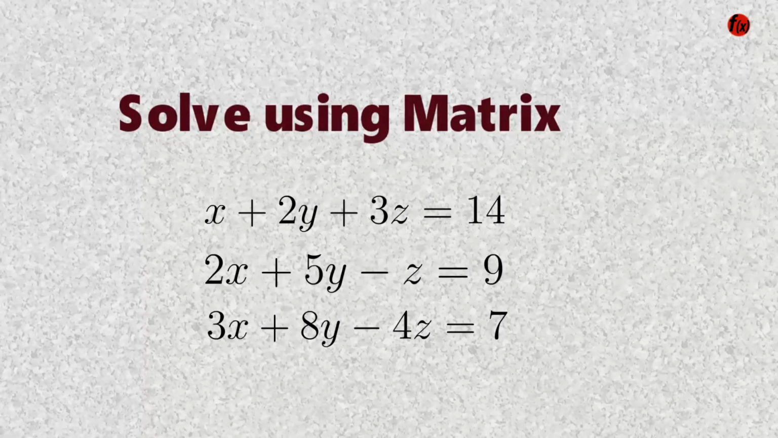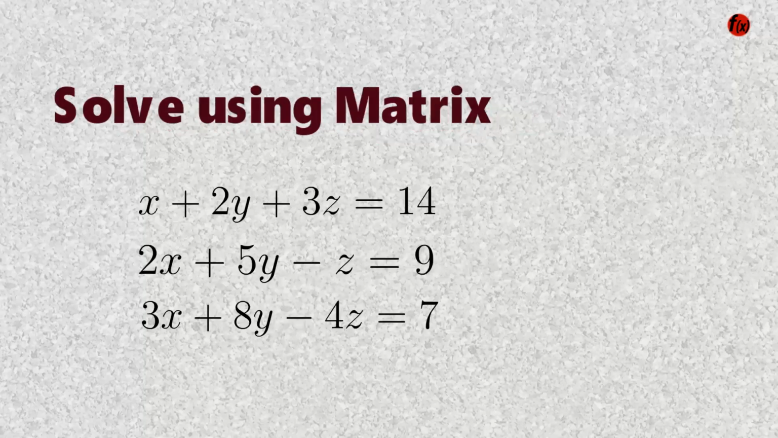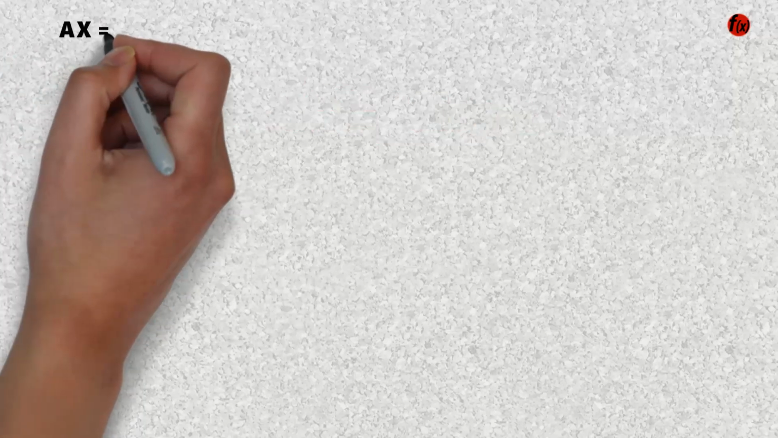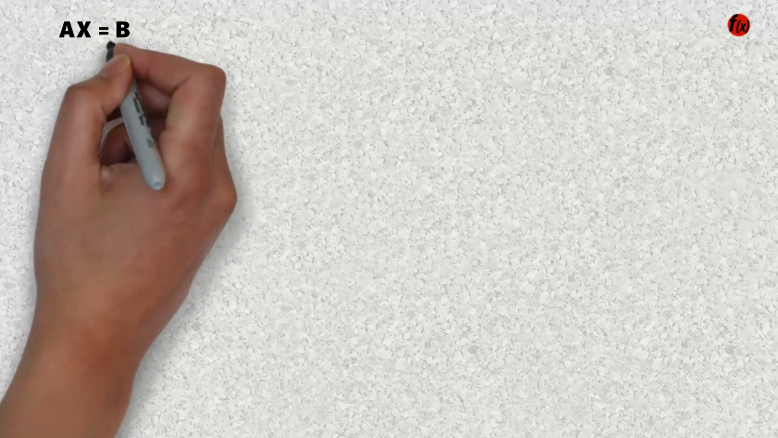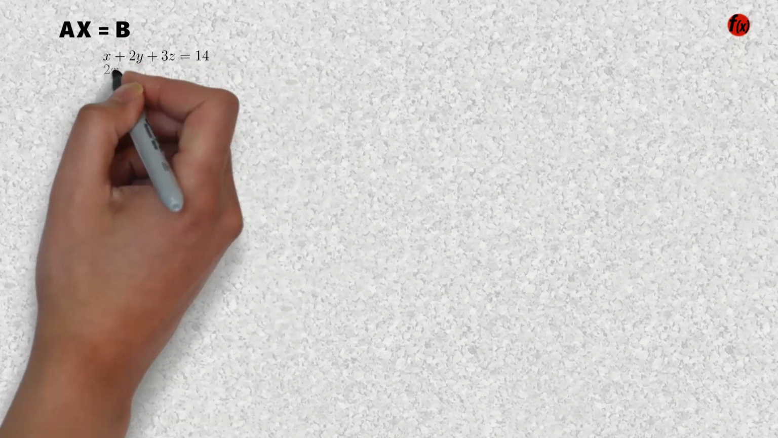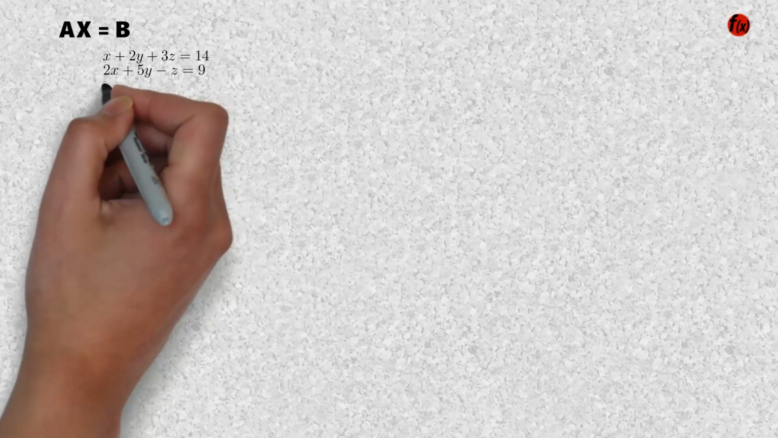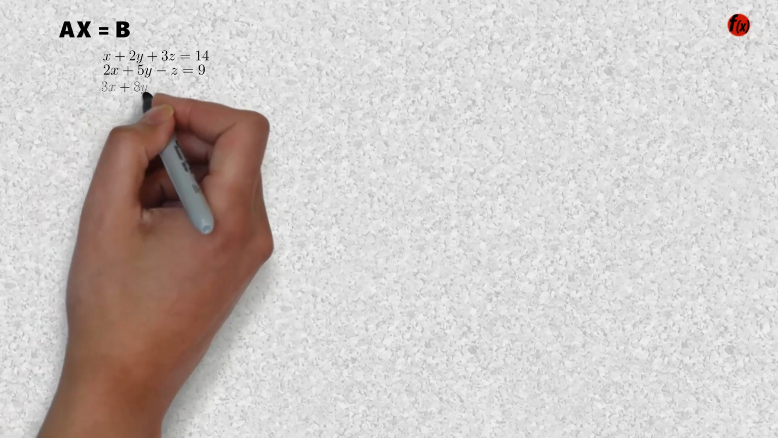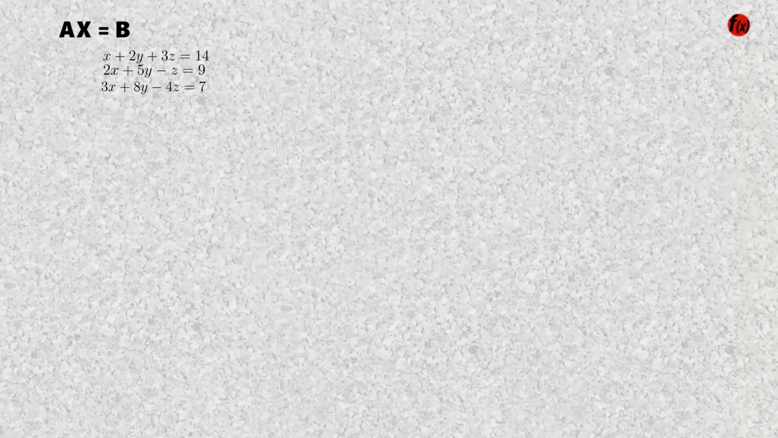To solve the system of equations using matrices, we can represent the equations in the form of Ax = b, where A is the coefficient matrix, x is the variable matrix, and b is the constant matrix. The given equations are... we can write this in matrix form.